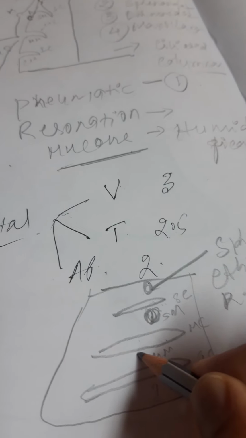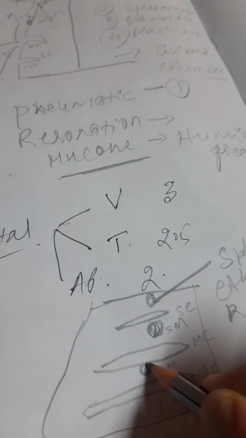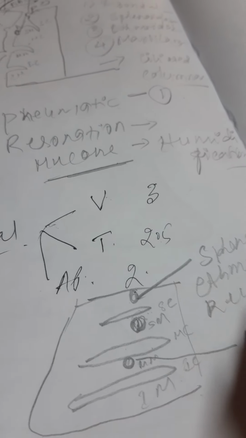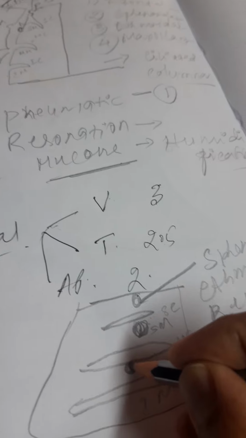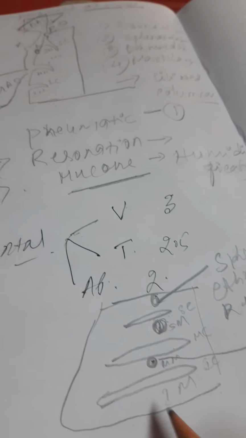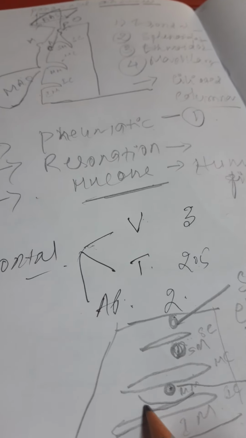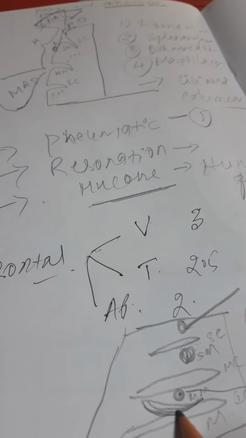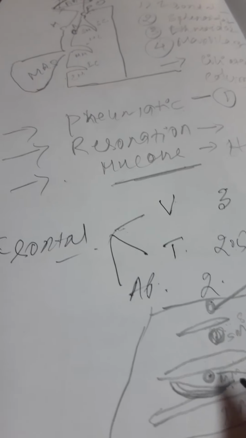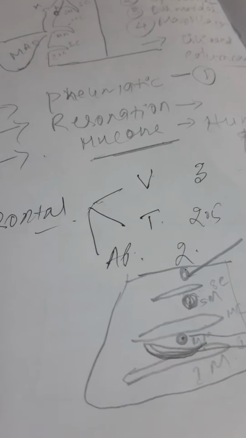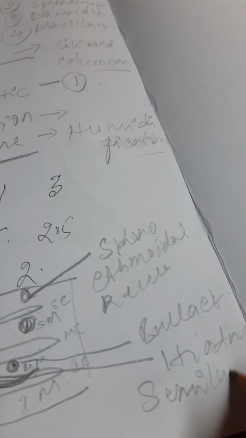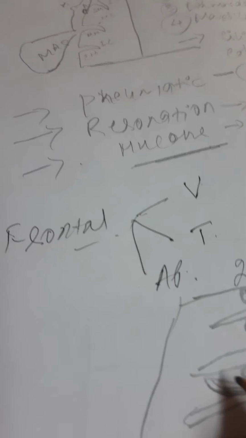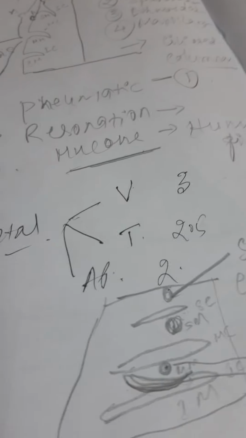Here just below the middle concha you will see there is a bulge. So this was called the bulla ethmoidalis. This was receiving the opening of your middle ethmoidal air sinus. Below that you could see a semilunar space. So this was called the hiatus semilunaris, because it is semilunar in shape, that's why it is called hiatus semilunaris.